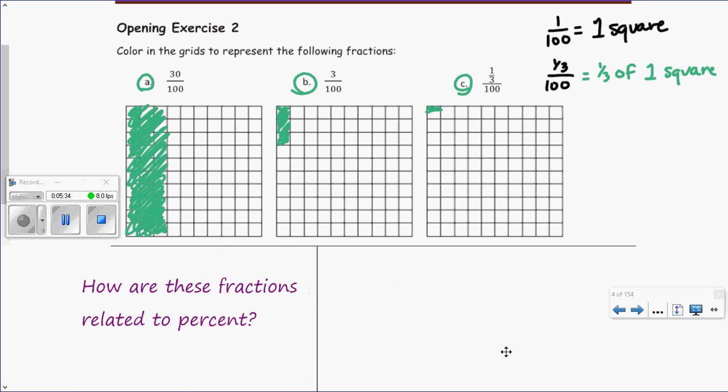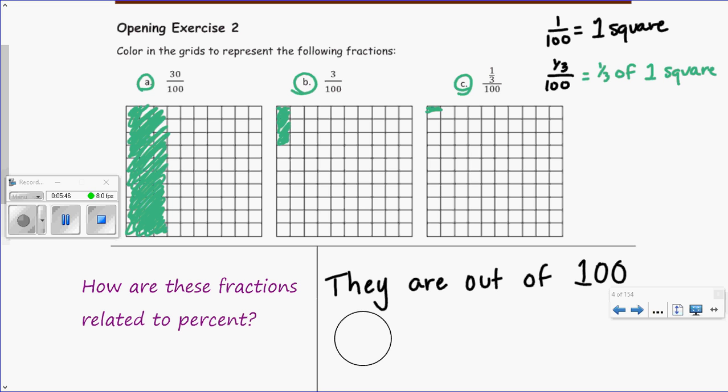Okay, these fractions are related to percents because of what we just talked about on the last page. They are out of 100. Write it again. Percent equals per 100.